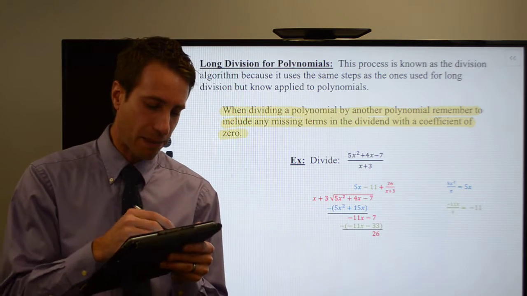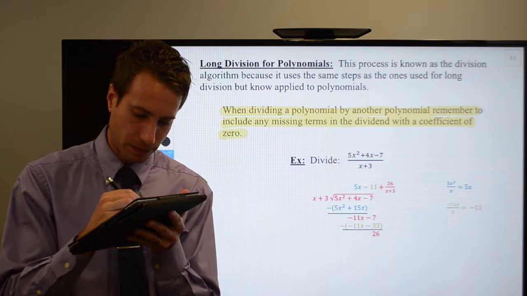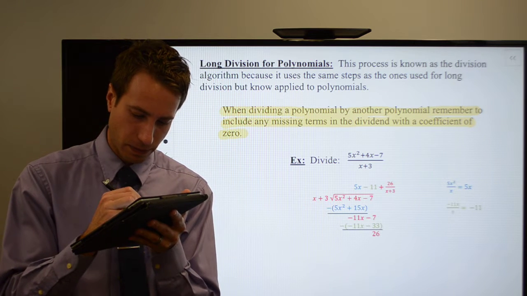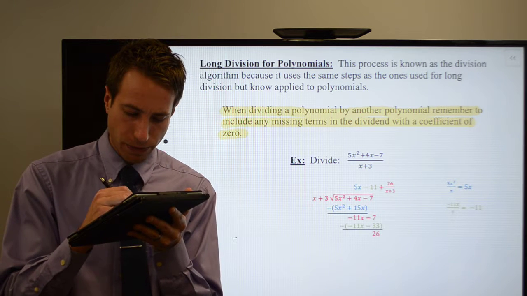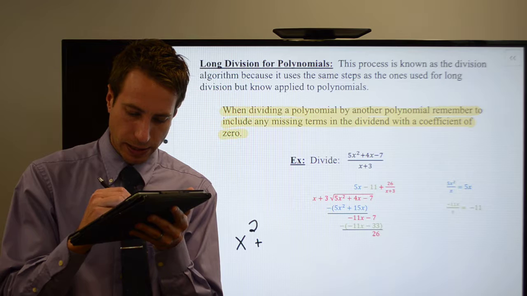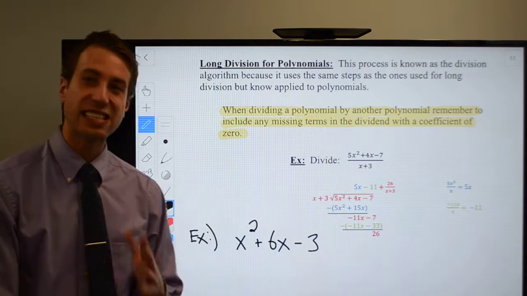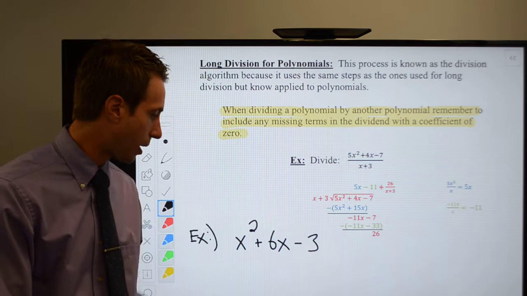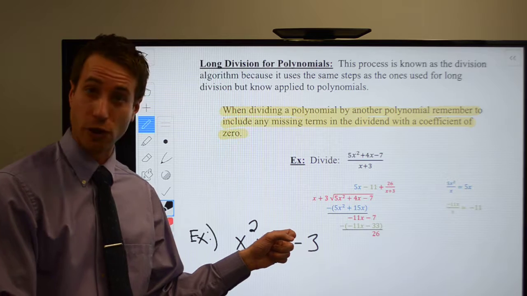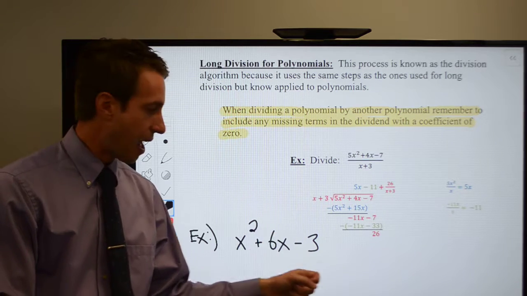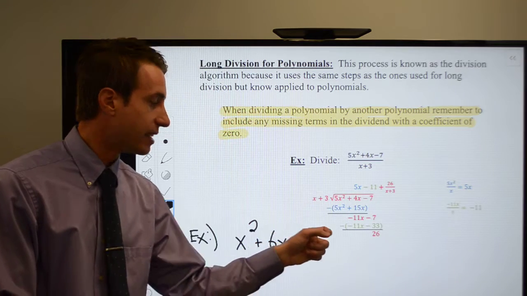Here's what I mean by placeholders. If you have, for example, let's just do x squared plus 6x minus 3. Please notice that this is in decreasing order of power. 2, which is my largest power, comes first. Then I have an x to the first, so 2, 1. And then I don't have any x, right? That would be an x to the 0 power, so 2, 1, 0.